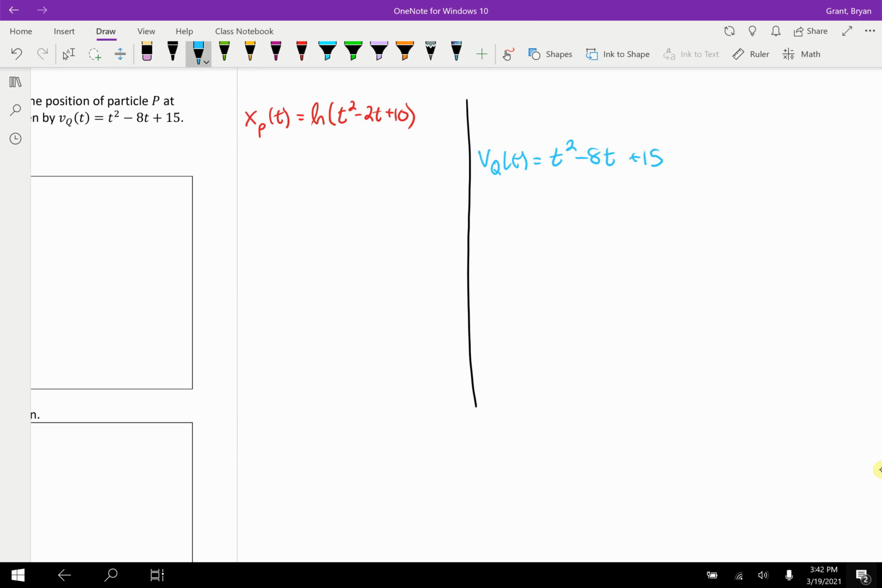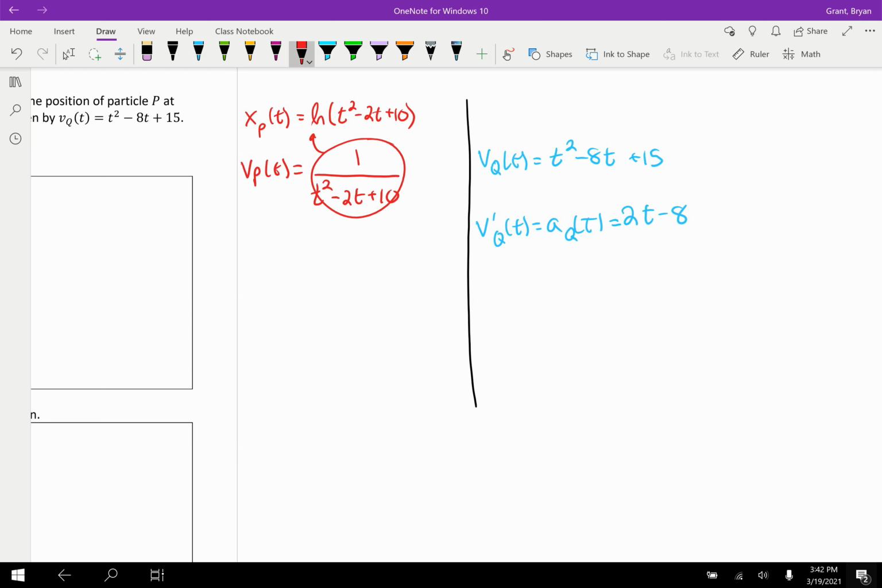If we wanted to look at the rest of these, we know that the derivative of velocity will give us acceleration. These are all lowercase letters with capitalized subscripts down here. A sub Q of t, that one's easy enough, that's just 2t minus 8. And then if we wanted to find the rest here, x sub P of t, we can start taking derivatives. V sub P of t, the velocity of particle P at any time t, is the natural log derivative, 1 over what was inside, t squared minus 2t plus 10. So everything I've written here was just the derivative of natural log. What have we not done the derivative of yet? Oh yeah, that's right. We have not done the derivative of the inside. So I do need to multiply, parentheses are important, by 2t minus 2. You could, of course, move that to the top, and that's probably what I'll do later on.